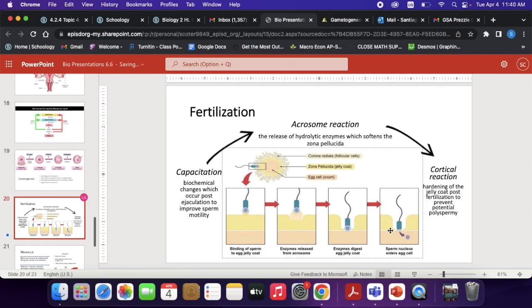and then the sperm nucleus enters the egg cell. Then the cortical reaction happens, which is basically when a sperm has successfully penetrated an egg cell, in order to prevent polyspermy. Cortical granules from the cytoplasm of the egg release enzymes via exocytosis into the jelly coat, and those enzymes destroy the sperm binding sites and thicken and harden the glycoprotein matrix to prevent other sperm from being able to penetrate the egg, which would be polyspermy.